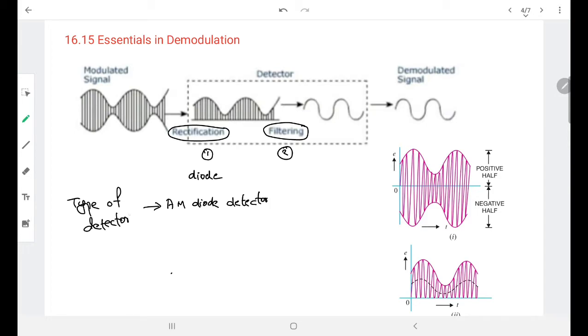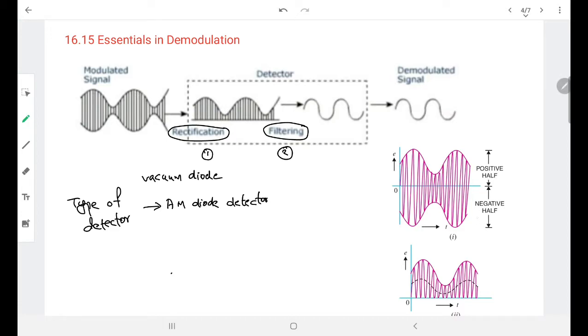The type of detector which uses a vacuum diode for detection is known as an AM diode detector. So after the rectification process, what will happen? After the rectification process, we will have the audio signal, or the signal which is traveling in one direction.